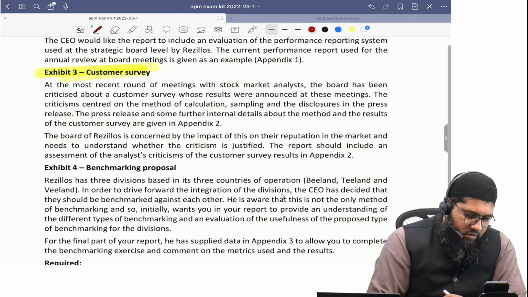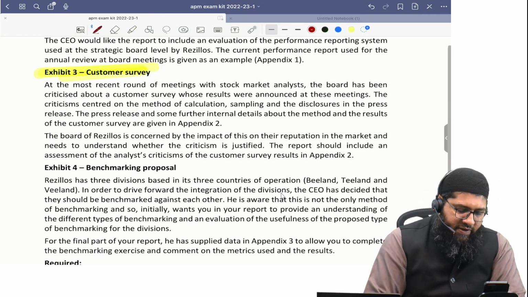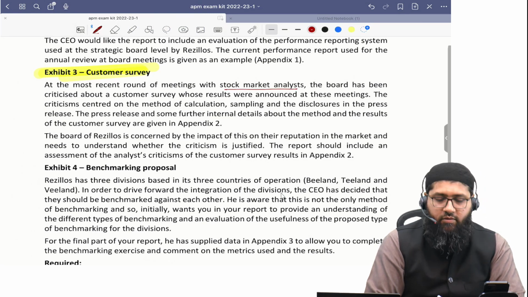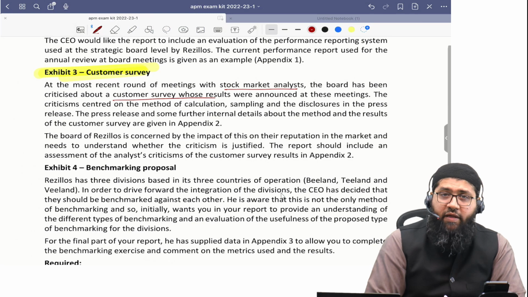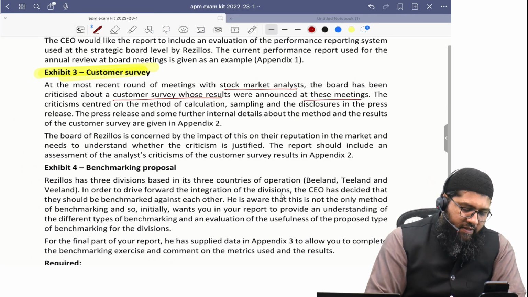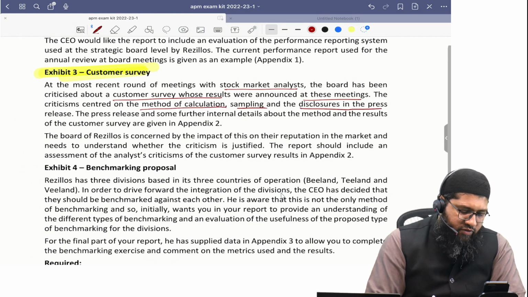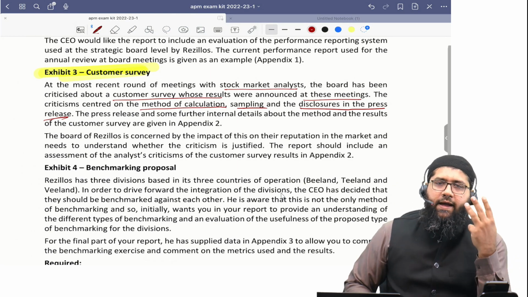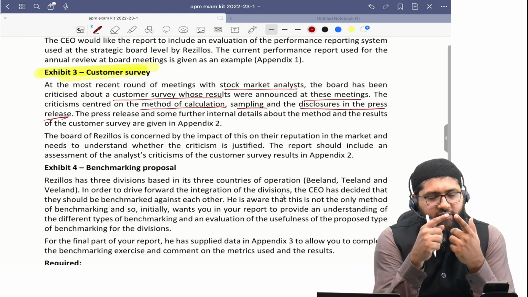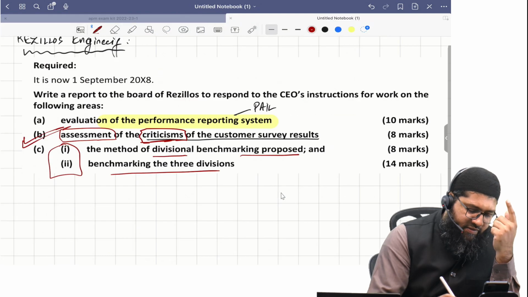It says, at the most recent round of meetings with stock market analysts, the board has been criticized about a customer survey whose results were announced at these meetings. The criticism centered on the method of calculation, sampling, and disclosures in the press release. So you did a press release and you were being criticized on 3 aspects. That the calculations that you have done is incorrect.